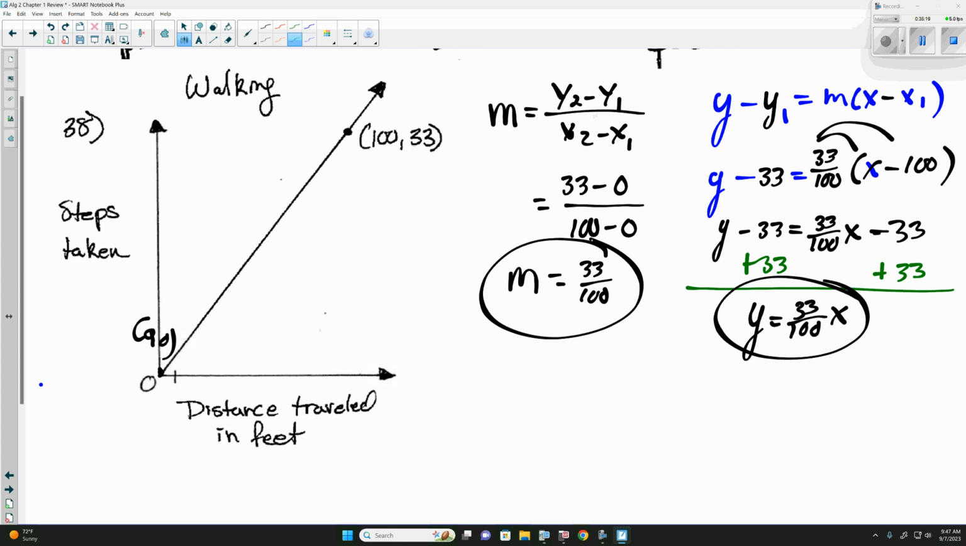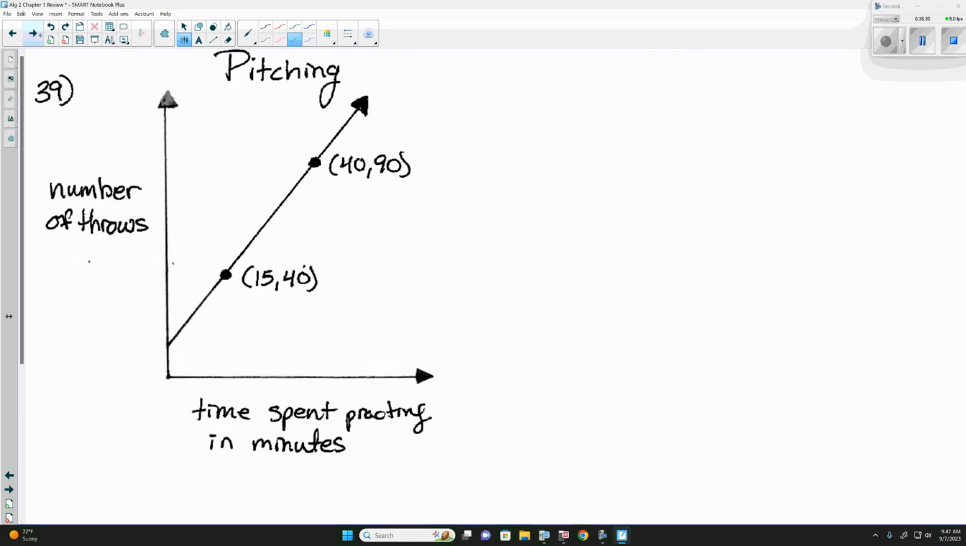That's it. Oh my gosh. You're not having to describe or interpret the slope like you did on the homework. That's all I'm asking for. Questions on this here? Can we look at the very last question?